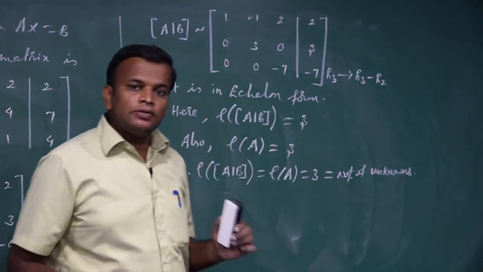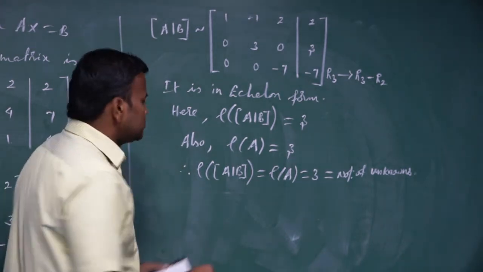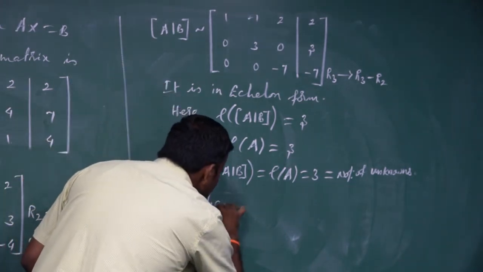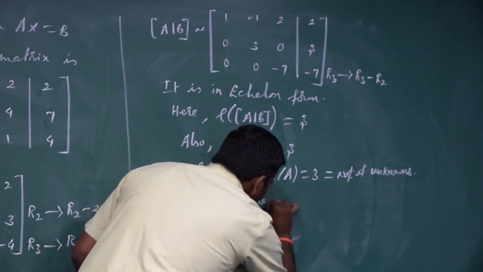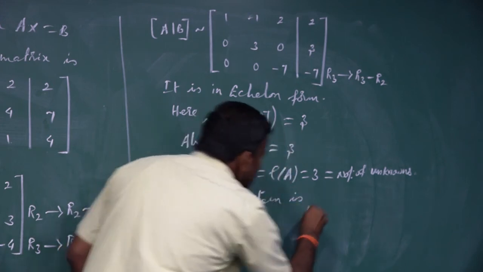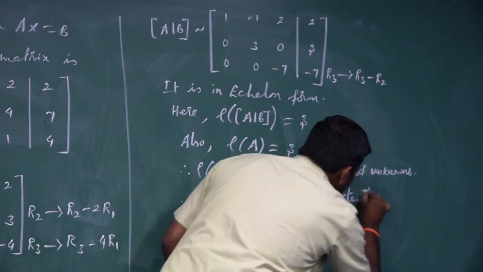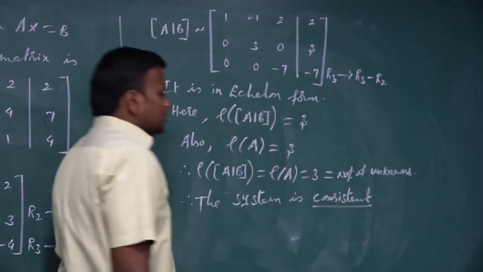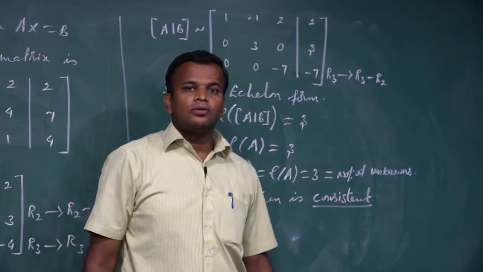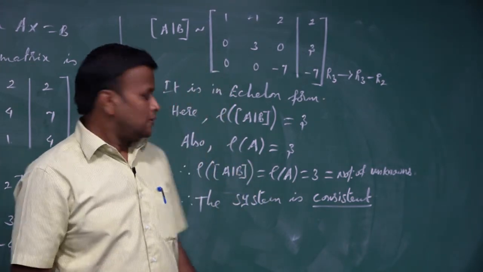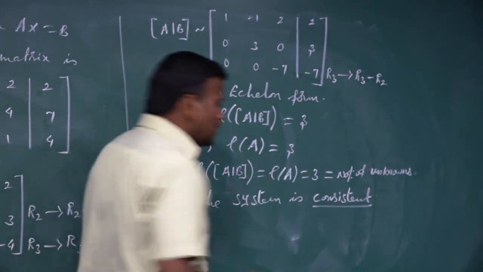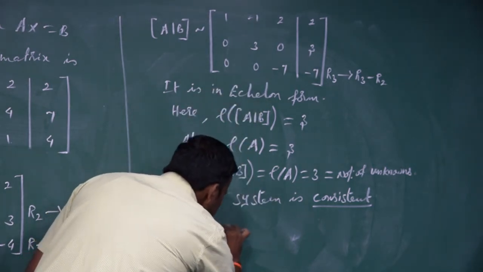So in this case, the given system is, first of all, consistent. Therefore, the system is consistent. Important, we must write consistent, because our question is to examine the consistency. The system is consistent, and how many solutions does the system have?